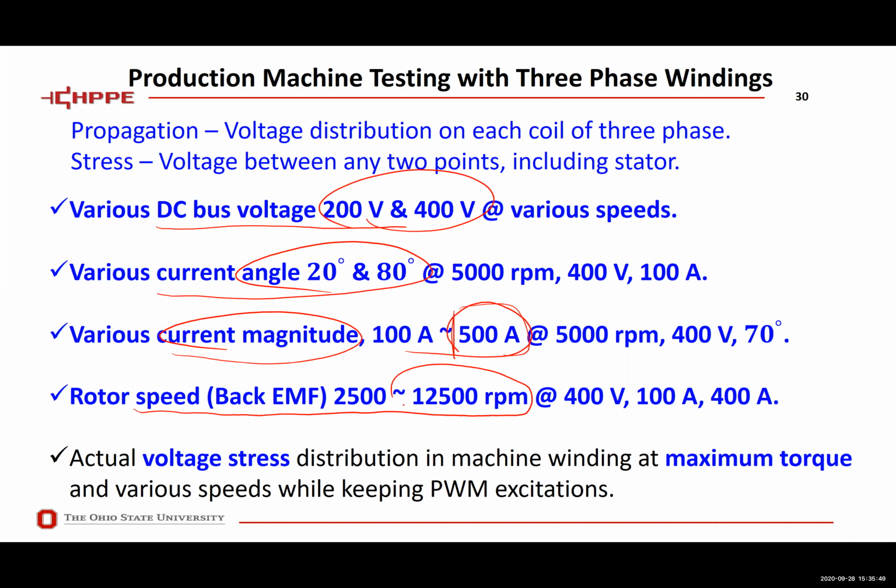And for all the tests we did, especially at high speeds, we still used PWM for the excitation. So we didn't go into the 6-step operation region. And when we get all the test data here, we can compare the test data for different operating conditions.